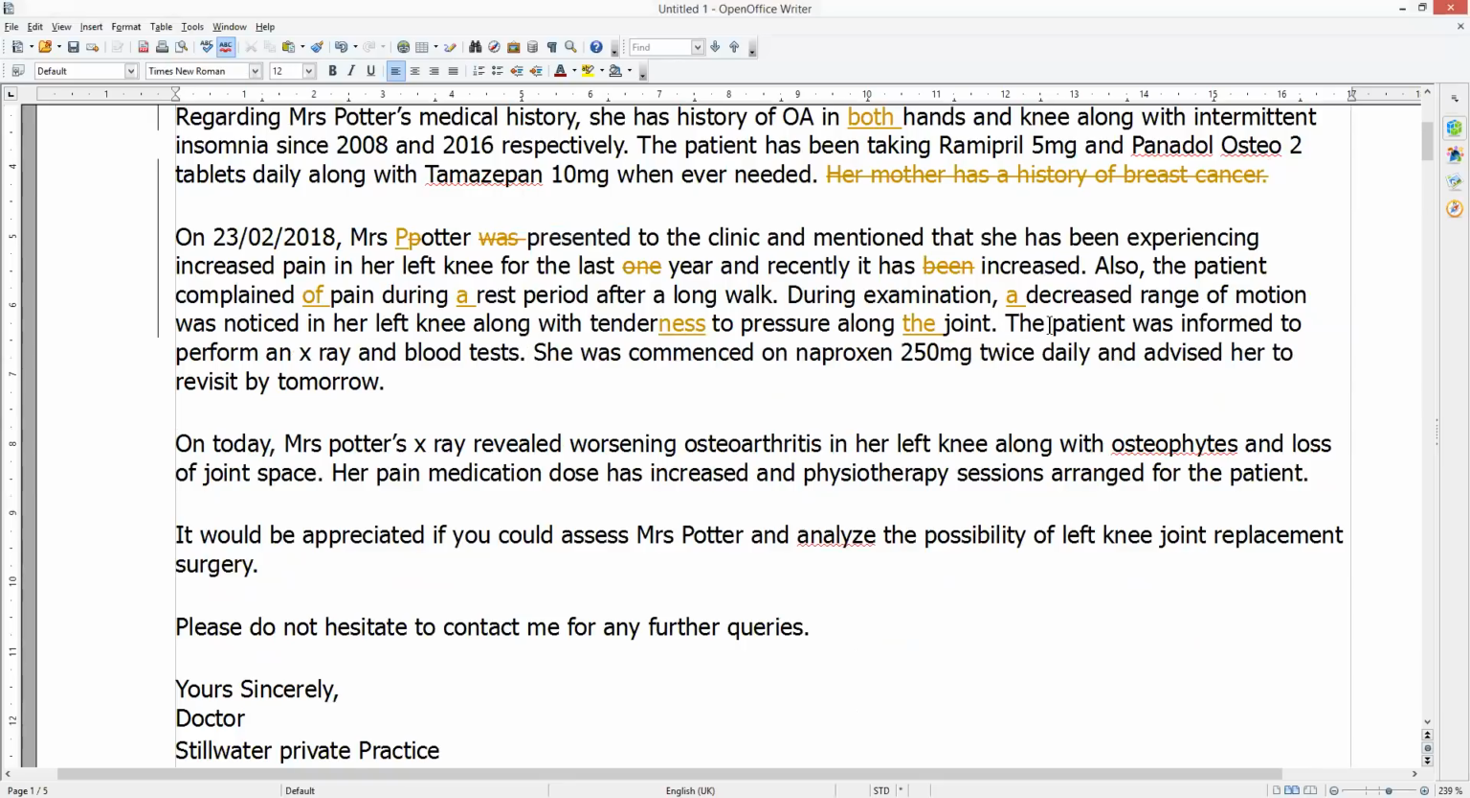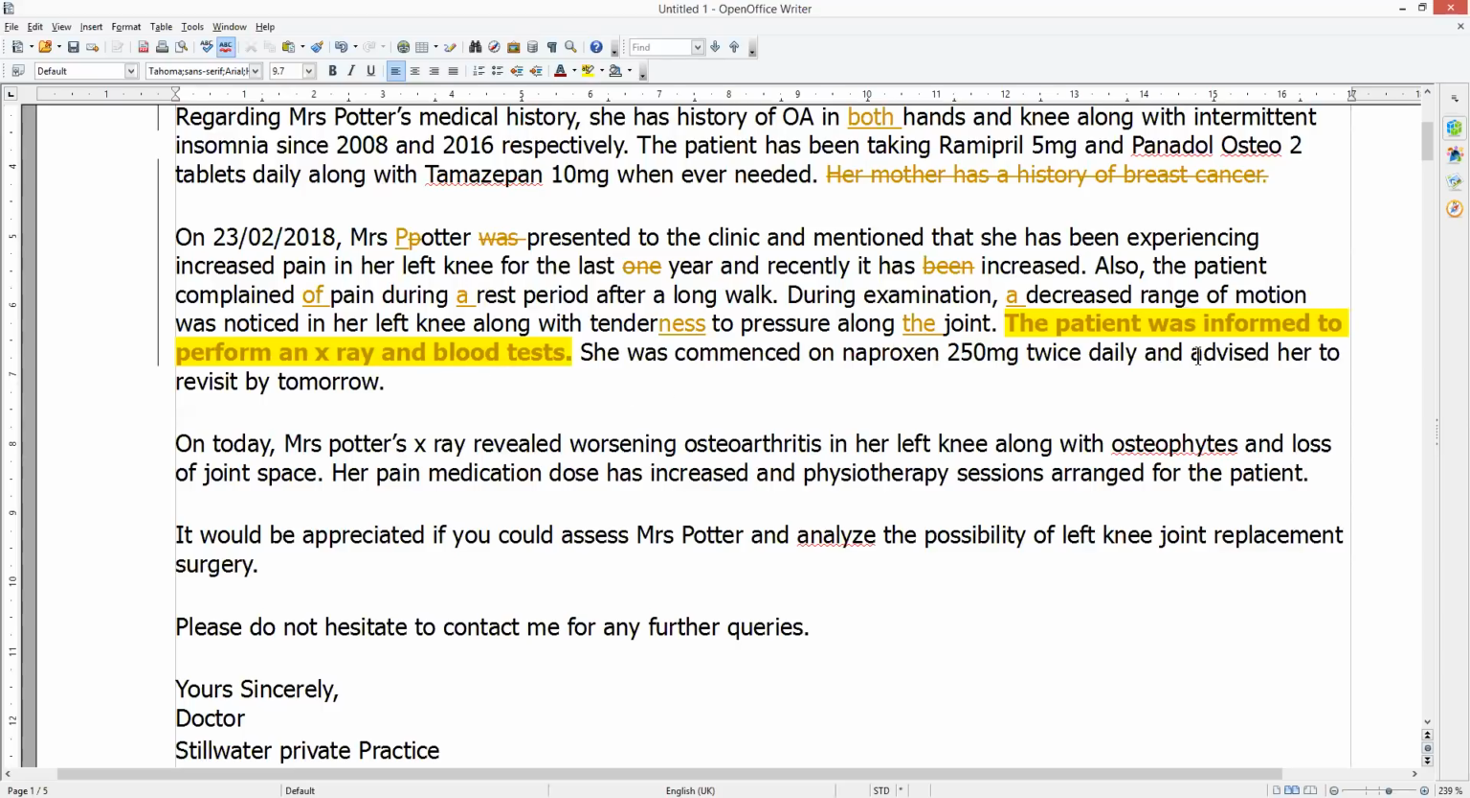"The patient was informed to before." So she was informed that she's got to perform an X-ray and blood test. Well, she's not doing that, is she? Someone else is doing that. The patient was informed, what to? That's not good. Why don't you do it actively? I ordered an X-ray and blood test, because that sentence is meaningless. Therefore, I ordered an X-ray and blood tests.